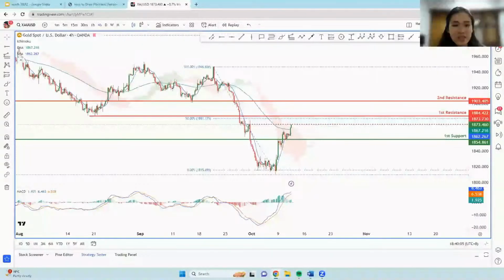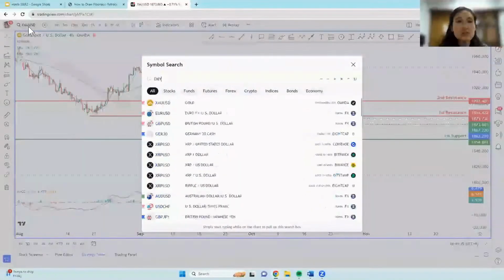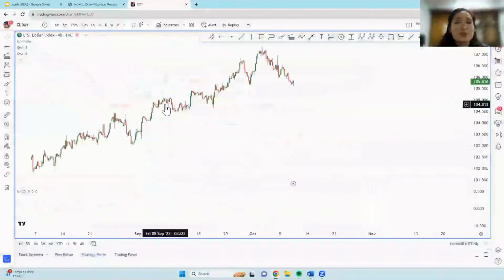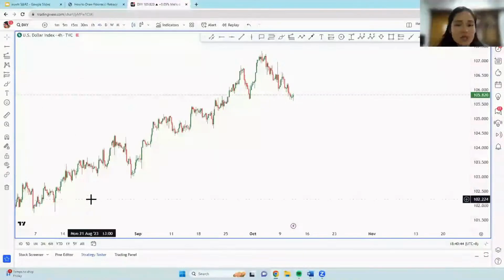Okay, let me know if there are any other charts you'd like me to go through or any other questions. Okay, if not, maybe I'll go ahead and analyze DXY as well, just before the inflation reports are released this coming week, I think tomorrow.